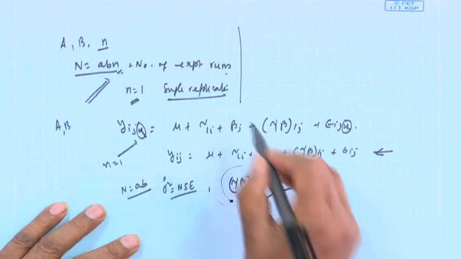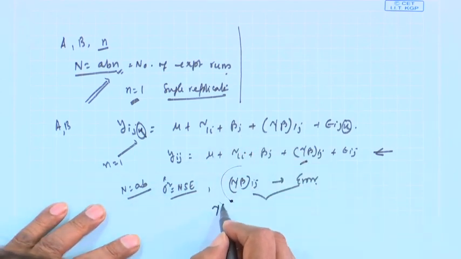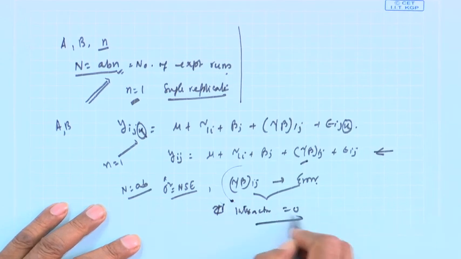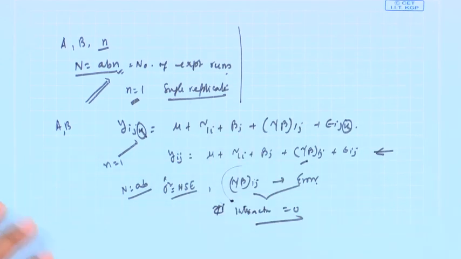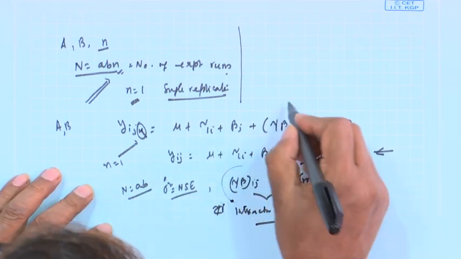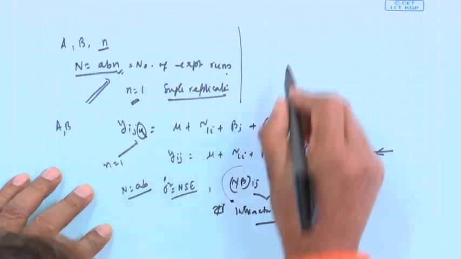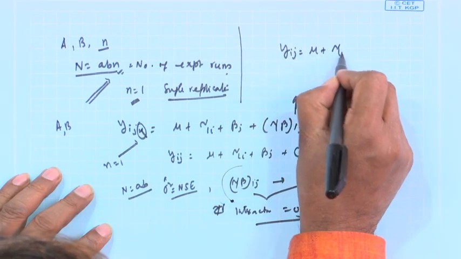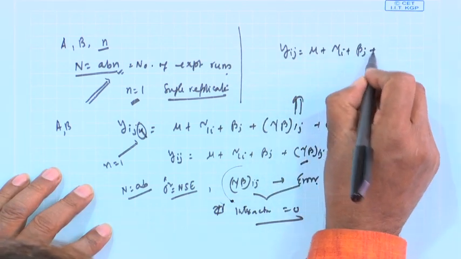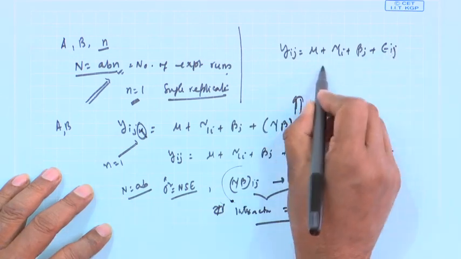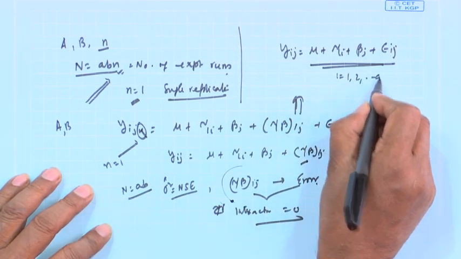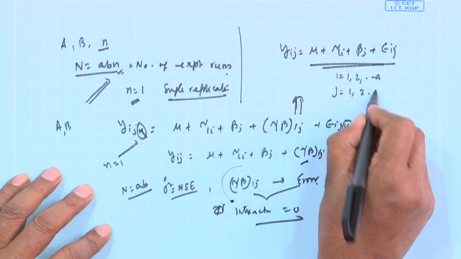So, we can use single replication if the interaction tau beta is 0. If the interaction is 0, then y_ij equals mu plus tau_i plus beta_j plus epsilon_ij. So this will be our model, i equal to 1 to a, j equal to 1 to b.